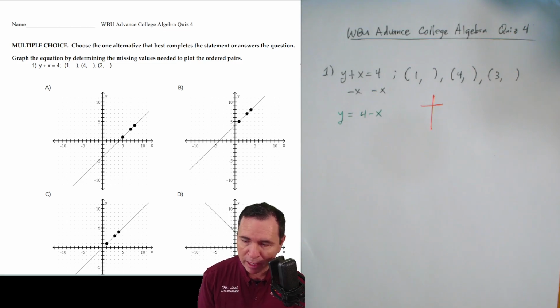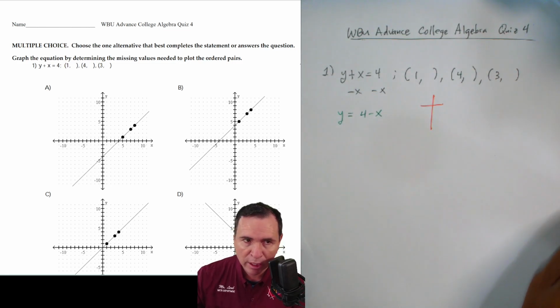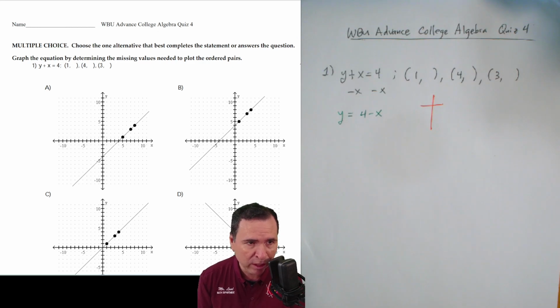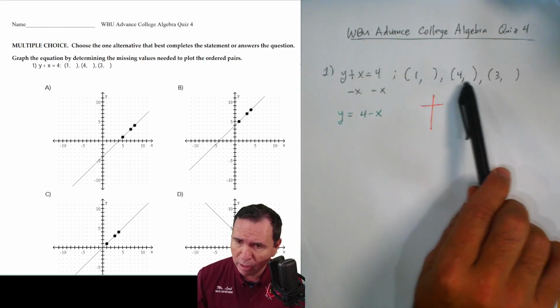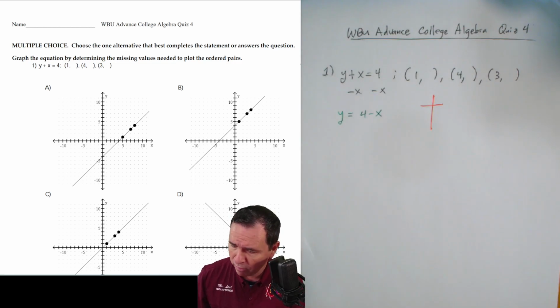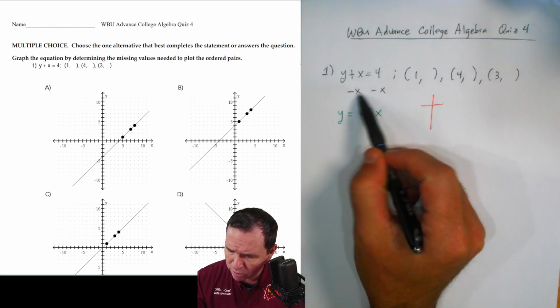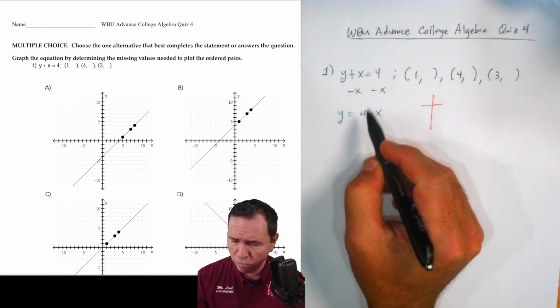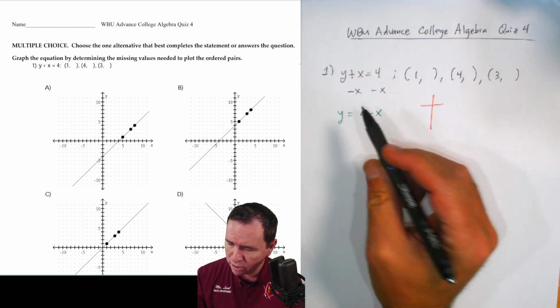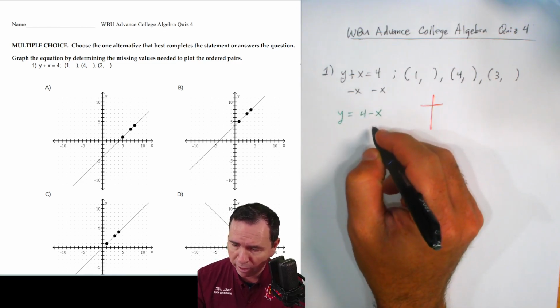Today we're going to be looking at quiz number 4, which continues on the thoughts of linear equations and a bit of quadratics. So the first question, let's go ahead and read it. It says, graph the equation by determining the missing values needed to plot the ordered pairs. We got y plus x equals 4. And then they give you bits of the points. They give you the x components of the point. So what we do is we subtract x from both sides, so we get y is equal to 4 minus x. And so the next thing we want to do is we're going to start plotting these points.